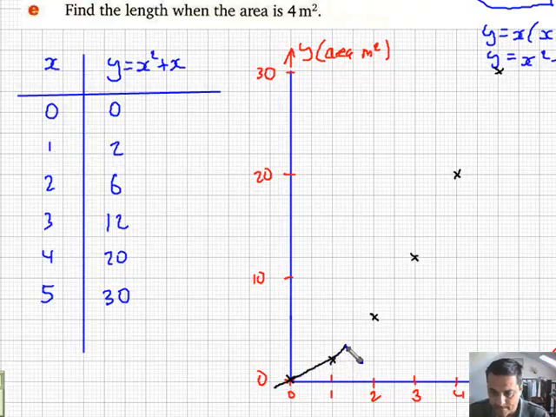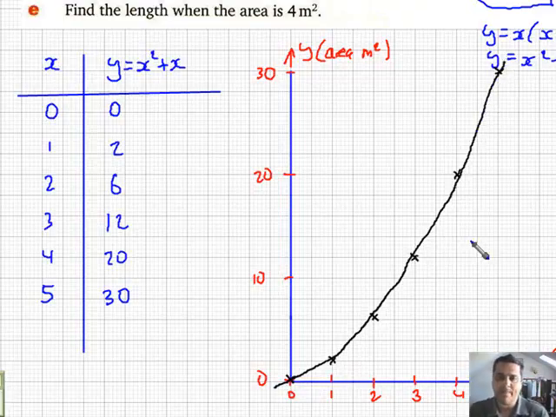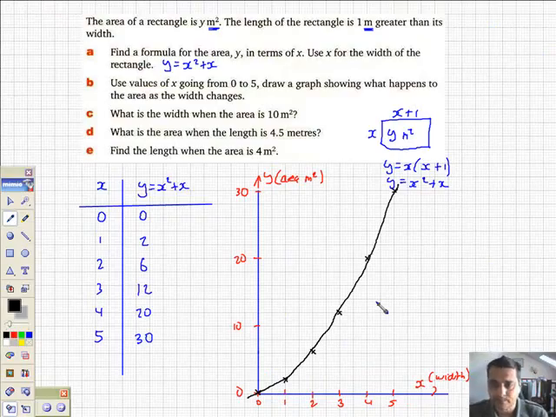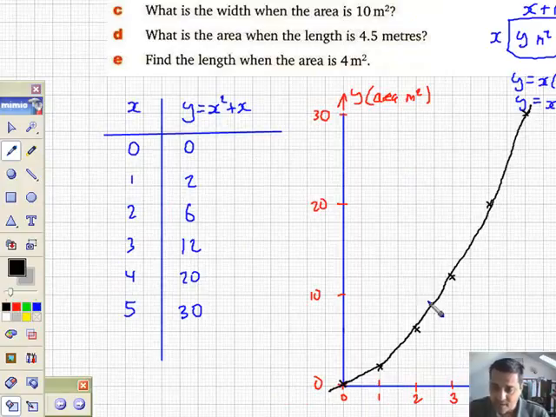Start about here. Try and be nice and careful. It's quite difficult doing this. Right, I'm happy enough with that. So I've drawn myself a graph, and I'm showing you what's happened to the area as the width changes. Draw a graph showing what happens to the area as the width changes. Well, I've obviously got an x squared type graph. Obviously, it's only positive values because we only have positive values of x for width.